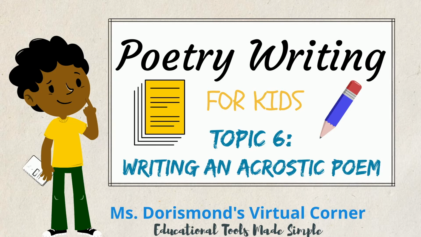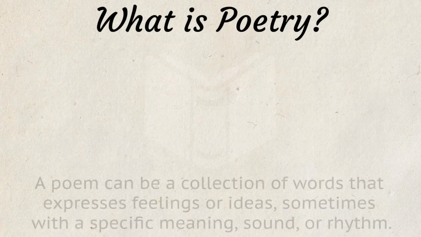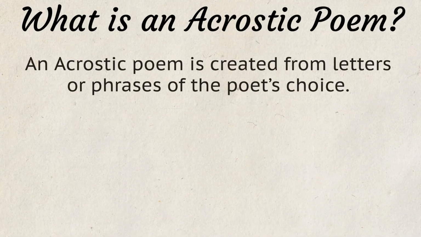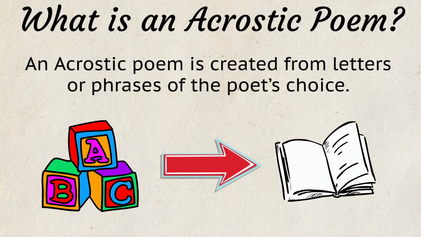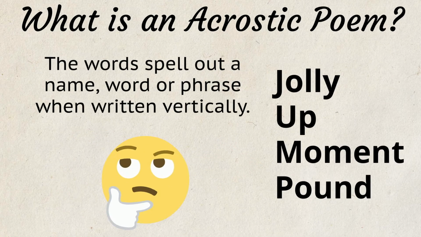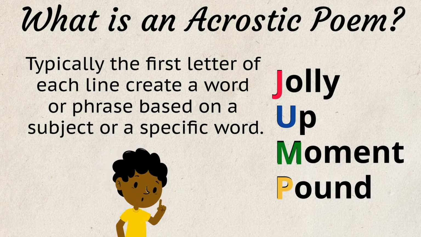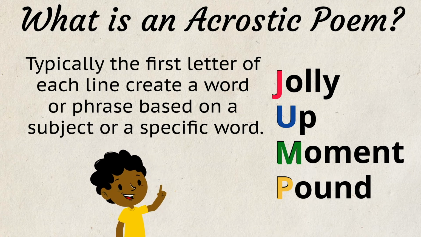Writing an acrostic poem. A poem can be a collection of words that expresses feelings or ideas, sometimes with a specific meaning, sound, or rhythm. An acrostic poem is a poem created from letters or phrases of the poet's choice. The words spell out a name, word, or phrase when written vertically. Typically, the first letter of each line creates a word or phrase based on a subject or a specific word.